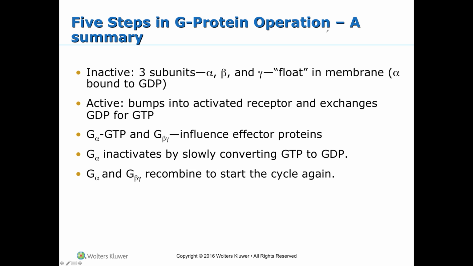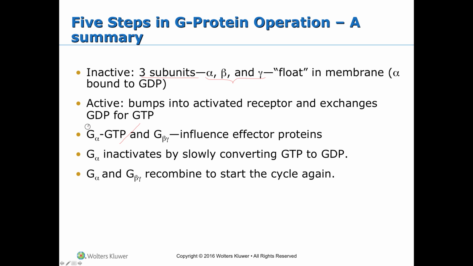So there are 5 steps in G protein operation. In the inactive state, you have 3 subunits, alpha, beta, and gamma, and this G protein complex floats along the inside of the membrane. So alpha is bound to GDP. In its active state, the G protein will bump into the activated receptor, and this exchanges GDP for GTP that's found within the cytosol, and then you have a breaking apart of this complex.